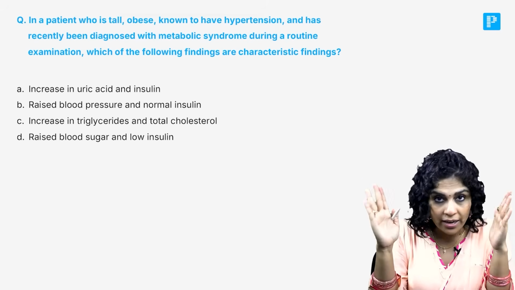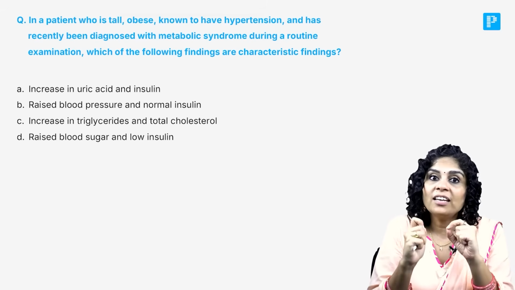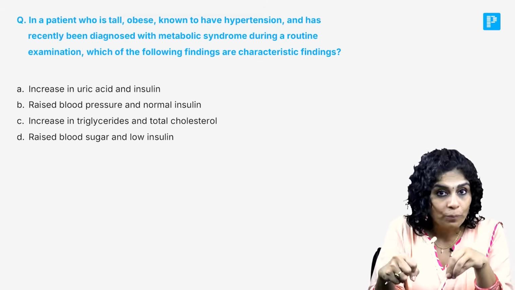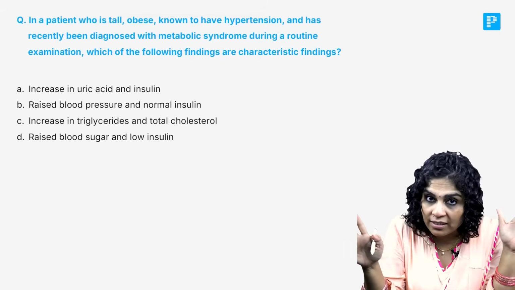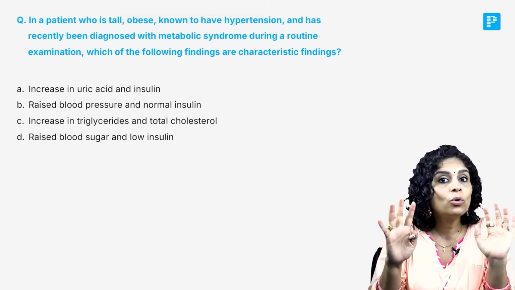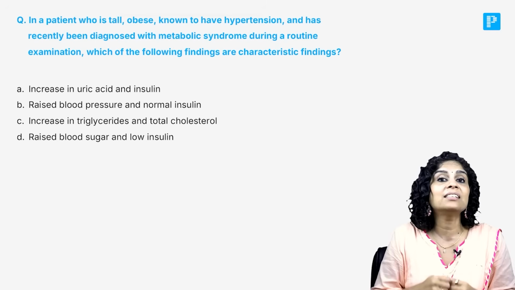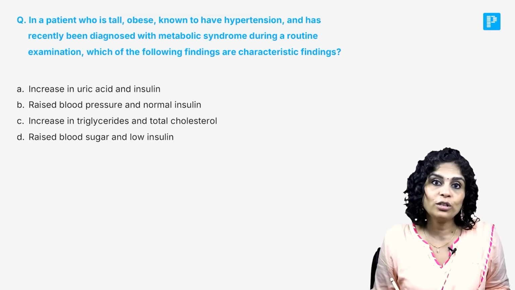Triglyceride level will be high. But what about cholesterol? One of the criteria for metabolic syndrome is that HDL level is low. So total cholesterol need not be always elevated. Just remember, in a patient with metabolic syndrome, total cholesterol might not be high because of the low HDL level that is seen in metabolic syndrome. That is one of the criteria for metabolic syndrome.